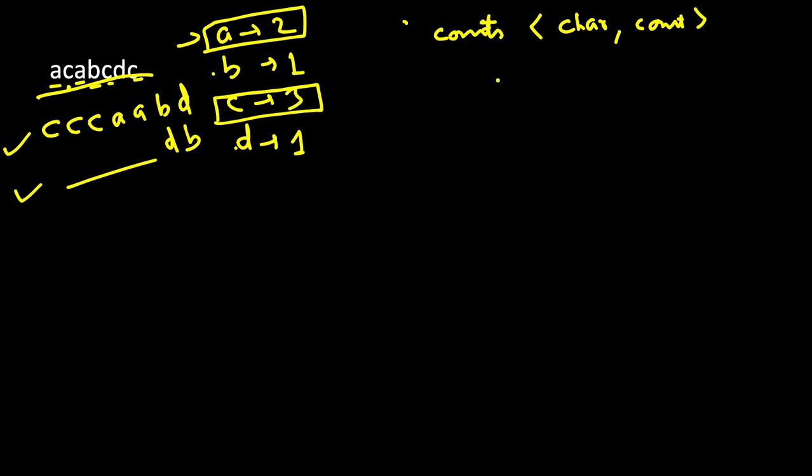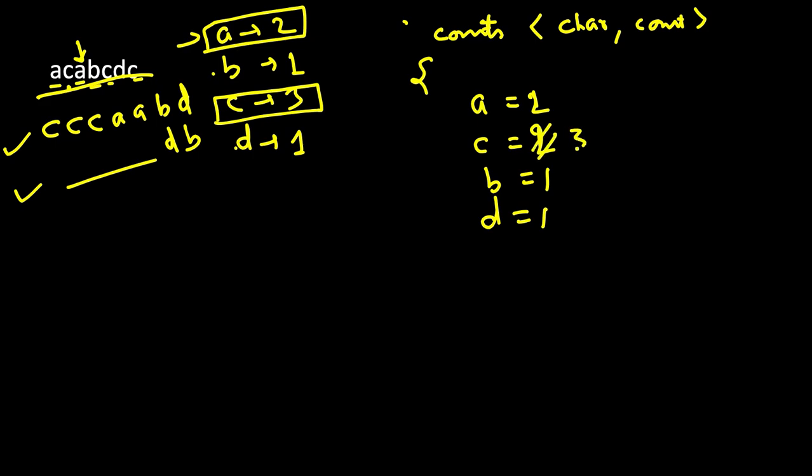So first A occurs. So in this map, A will be inserted with a count of 1. Then C occurs. So C is inserted with a count of 1. Then again A is here, so this becomes 2. Then B. Again C, so it becomes 2, then D, then C, so it becomes 3. So this is the final counts map.